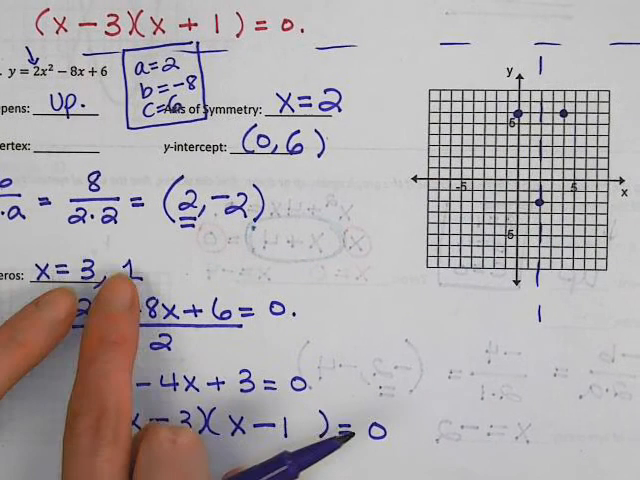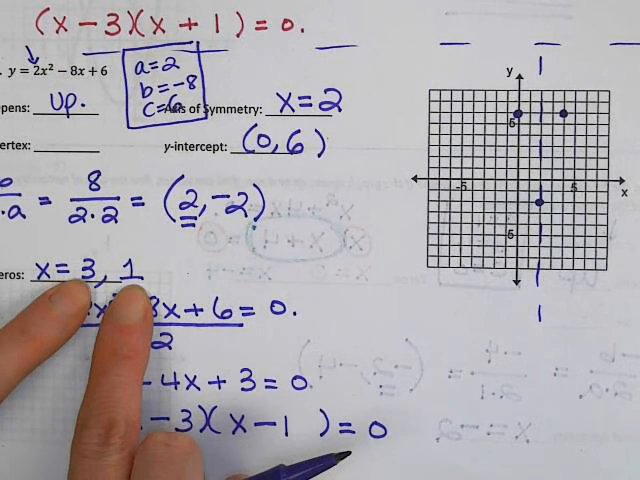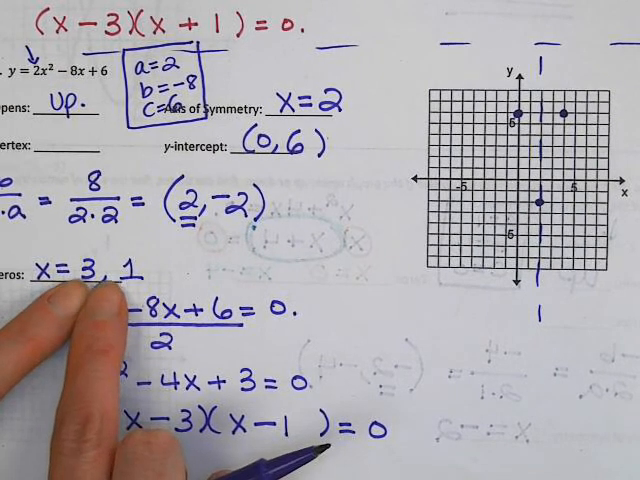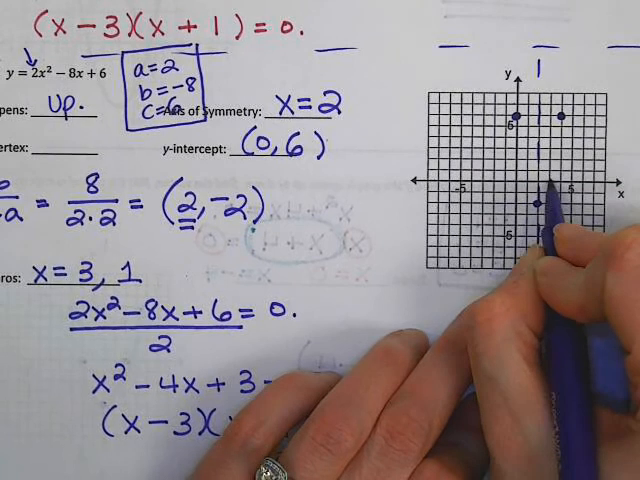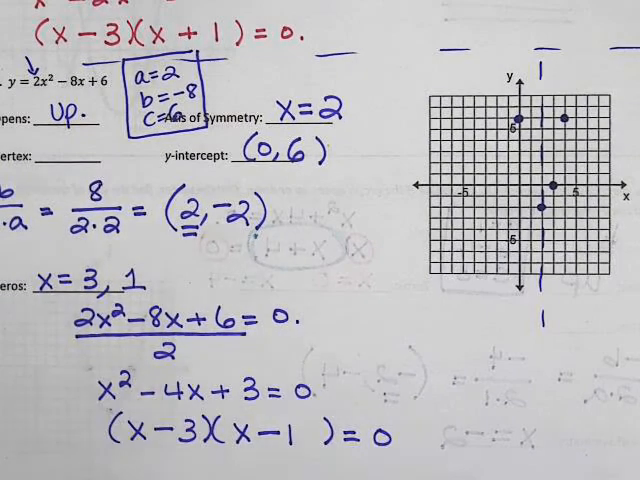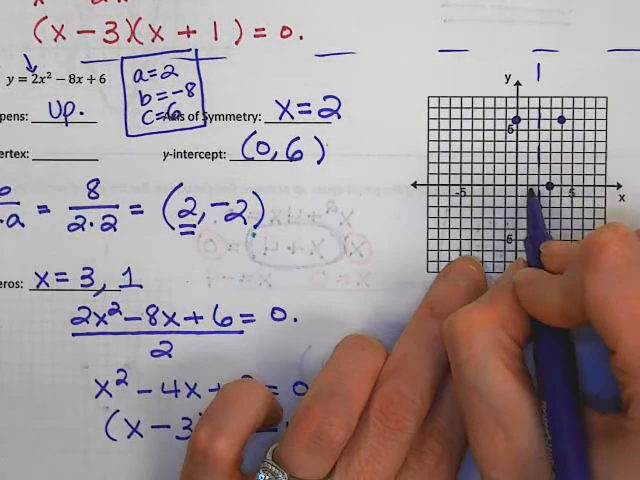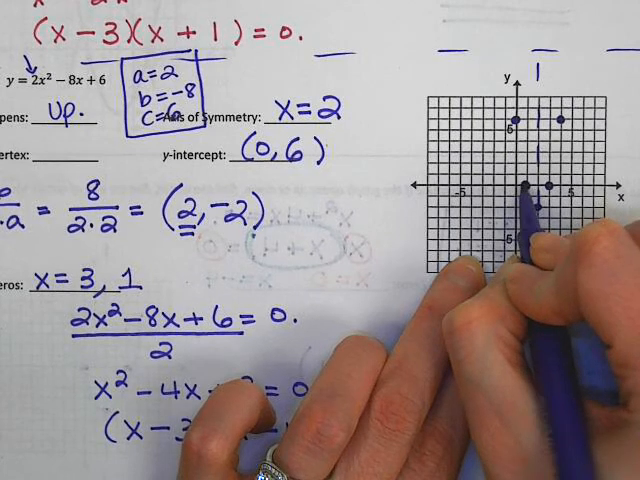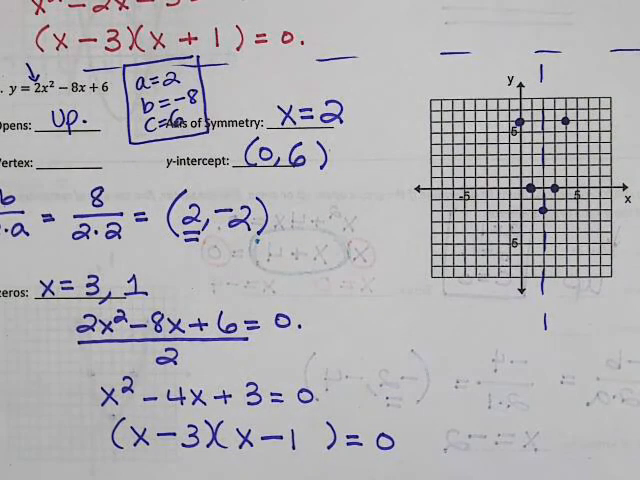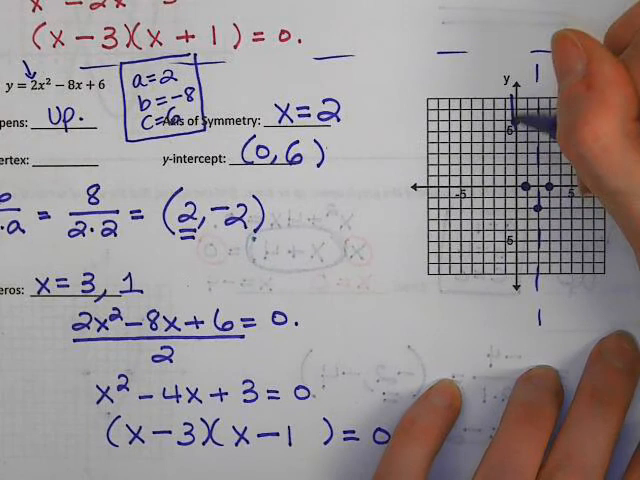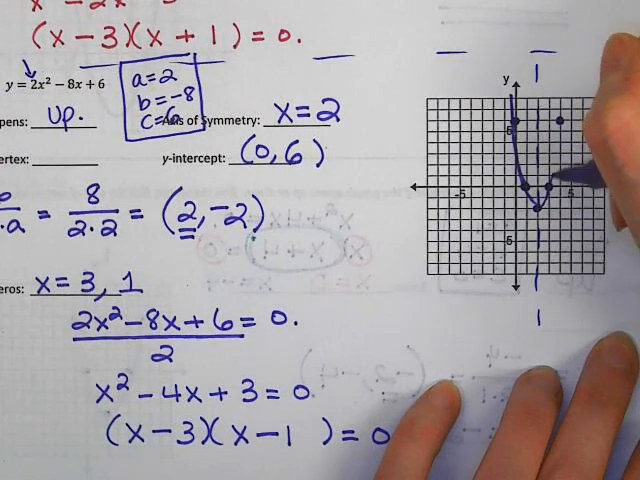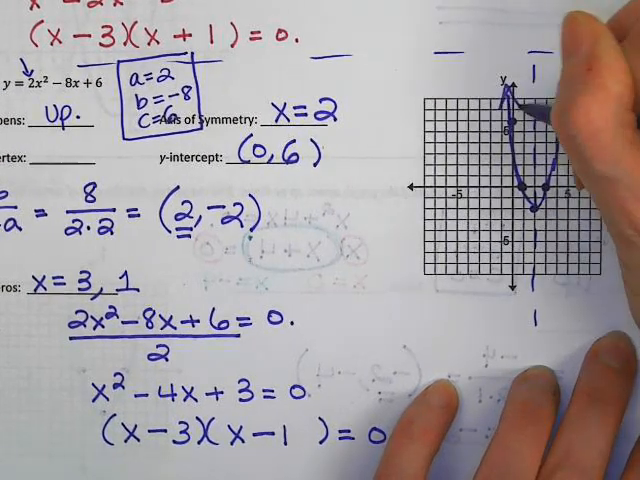And then our zeros are our x-intercepts. So we have an x-intercept at 3. So let's make a dot at 3. And we have an x-intercept at 1. So we'll make a dot at 1. See how it all falls in perfect symmetry. Connect the dots. It should look like a U. And that's how you graph everything in standard form.